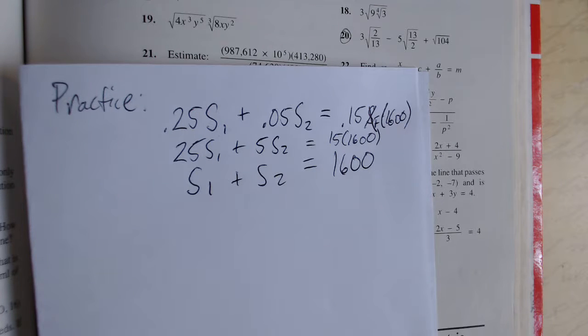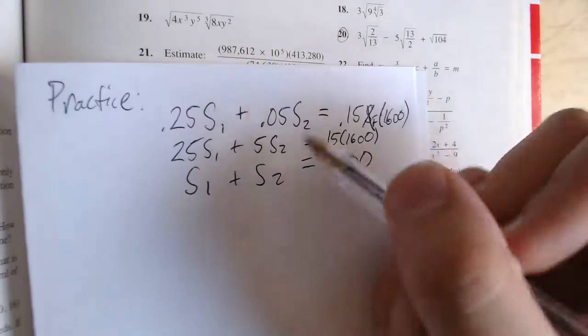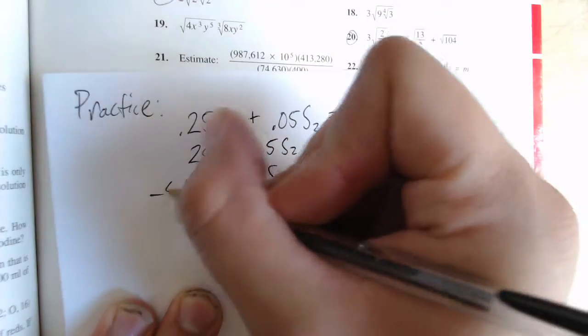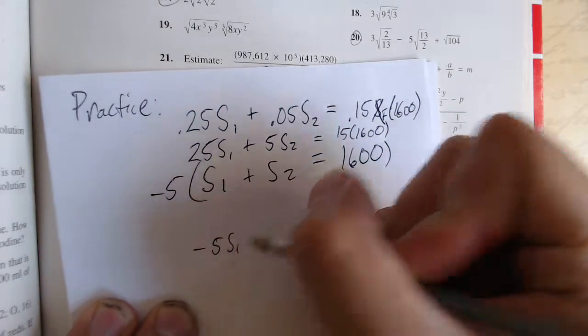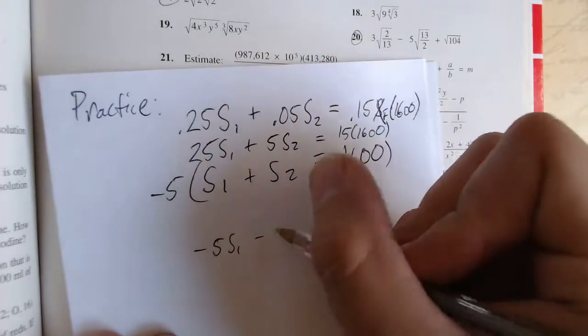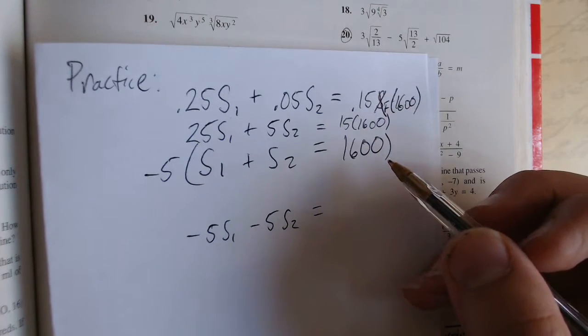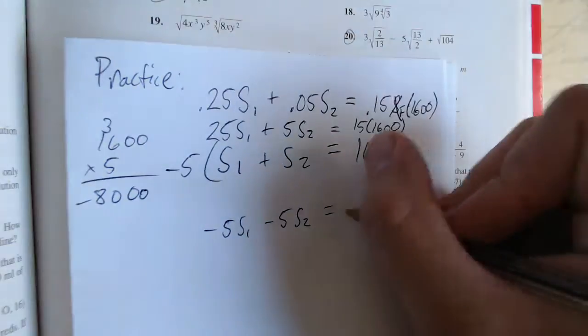Here you'll be able to see that we can do substitution or elimination. Now I'm going to go ahead and do elimination, because that seems to be the easiest one. So if I take this bottom equation and I multiply it by -5, that'll give me the opposite coefficient of this salt 2. So I'll take all of this, multiply it by -5. So that's going to give me -5 salt 1 minus 5 salt 2 equals, let's see here, what's 1600 times -5? I'm just going to go ahead and multiply this one. Times 5, 0, 0, 30, 8,000. So -8,000.